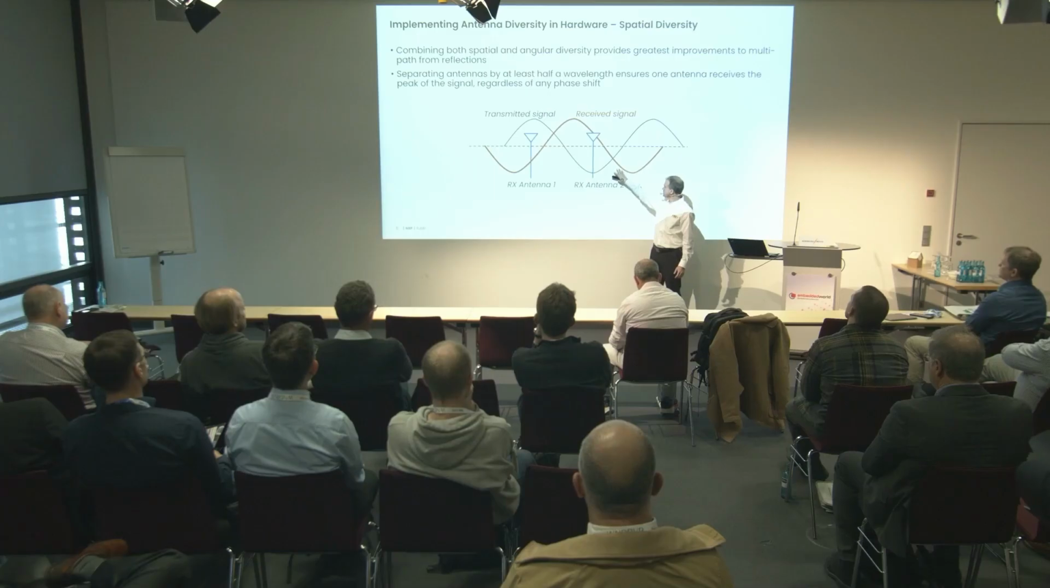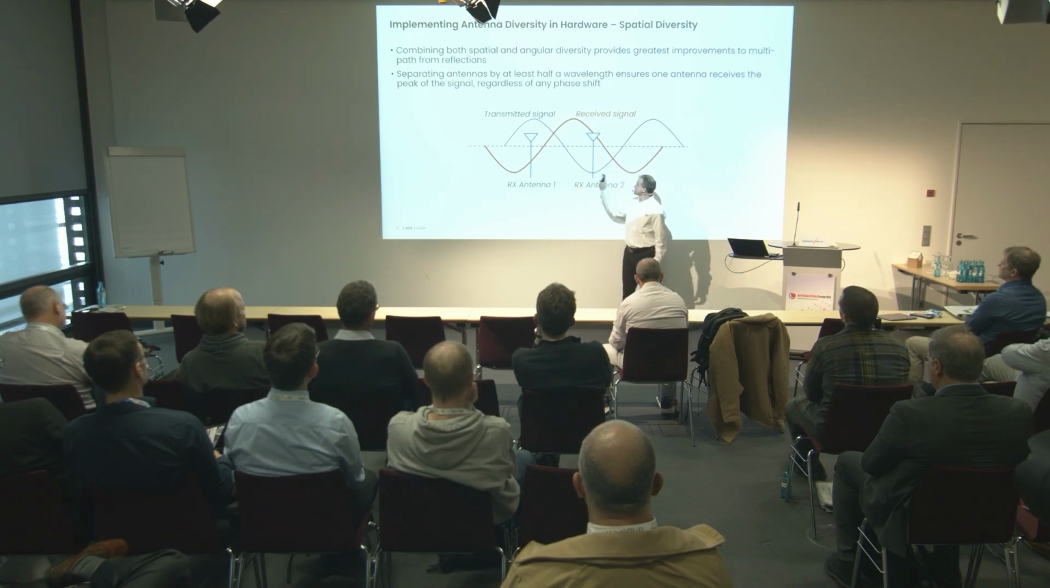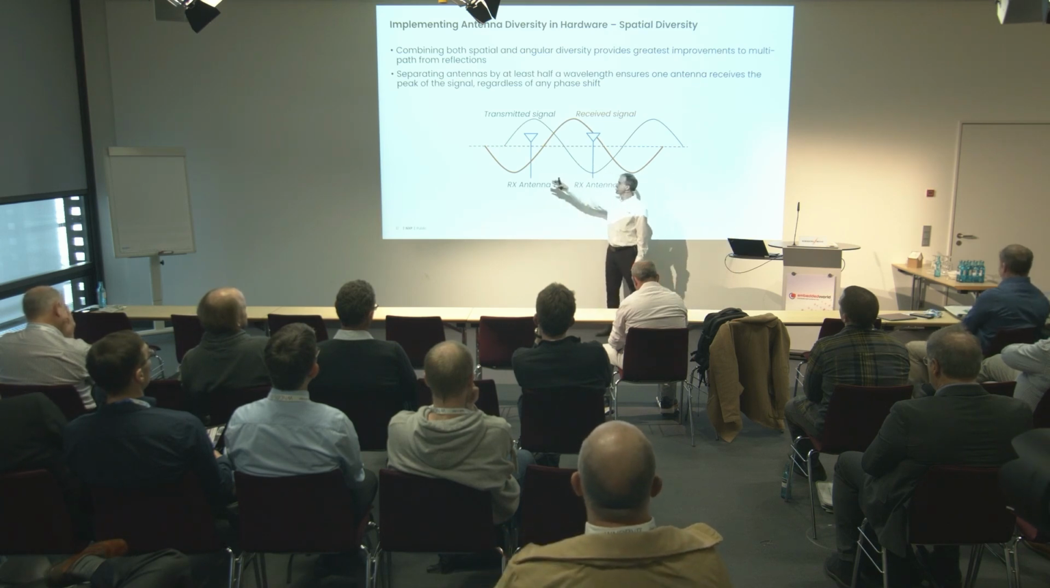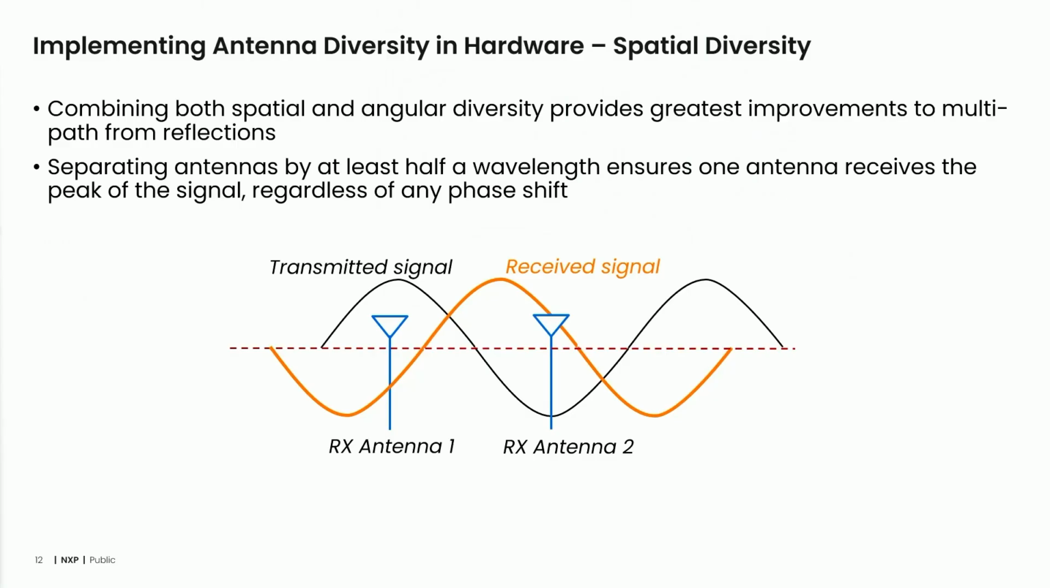And so you can see the orange signal here is that shifted signal. Now, as it gets shifted, antenna 2 gets the peak signal. Antenna 1's not getting the peak signal anymore. If it keeps shifting, you'll get antenna 1 having more signal strength than antenna 2. And so by having them separated out physically on the board, we're going to maximize the reception.